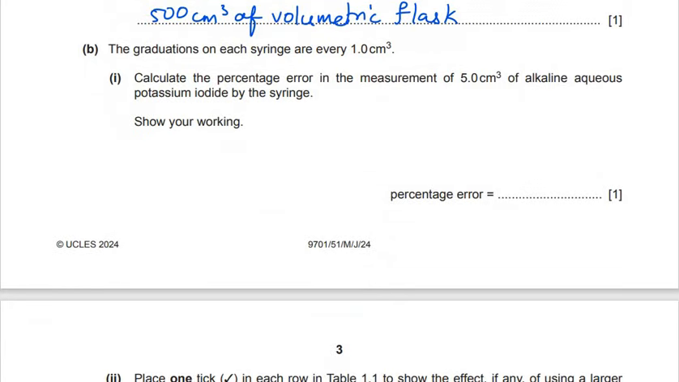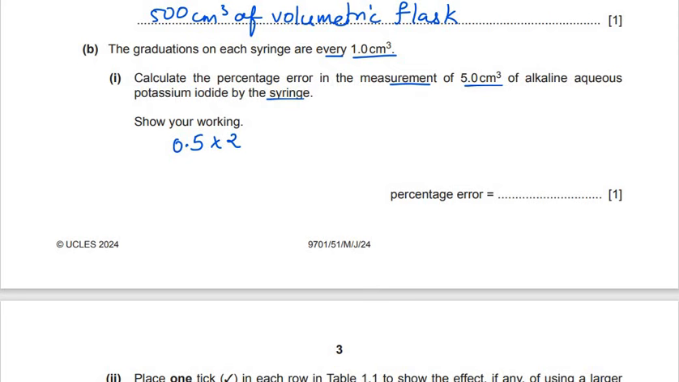Now if we go ahead, the graduations on each syringe are every 1 centimeter cube. Calculate the percentage error in the measurement of 5 centimeter cube of alkaline aqueous potassium iodide by the syringe and show your working. Now if we are measuring, the smallest graduation is 1 centimeter cube. So what we can't measure is 0.5 centimeter cube. So 0.5 we can't measure, and if we are measuring 5 centimeter cube, we are actually measuring it twice. Why? Because we have to use it from 0 centimeter cube to 5 centimeter cube. So the error will be twice.